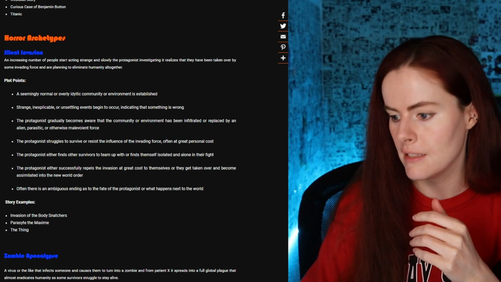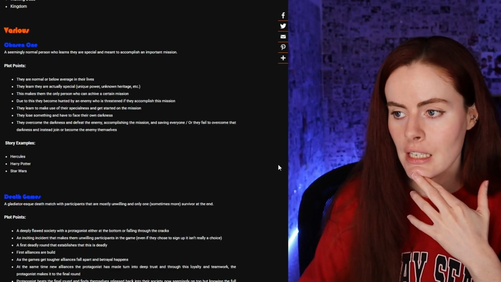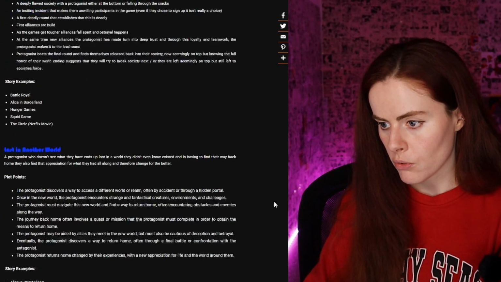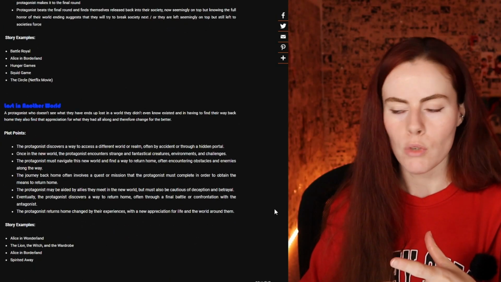The second one is the zombie apocalypse, then the chosen one, and finally the one that I also want to use is lost in another world. And then when he knows what archetype he wants to use, he goes and picks the most known stories in that archetype, or the stories that he likes the best, and he tries to break it down in terms of what the exact plot beats are.